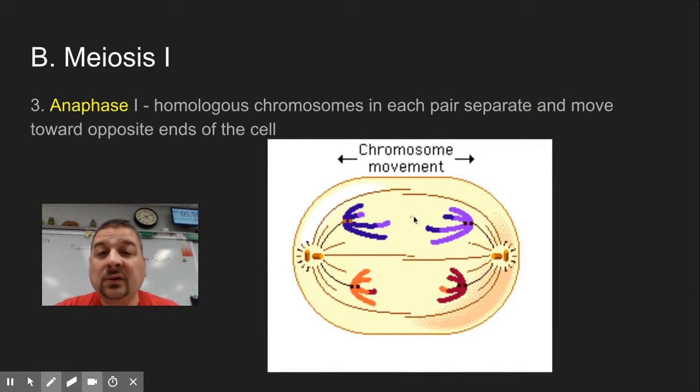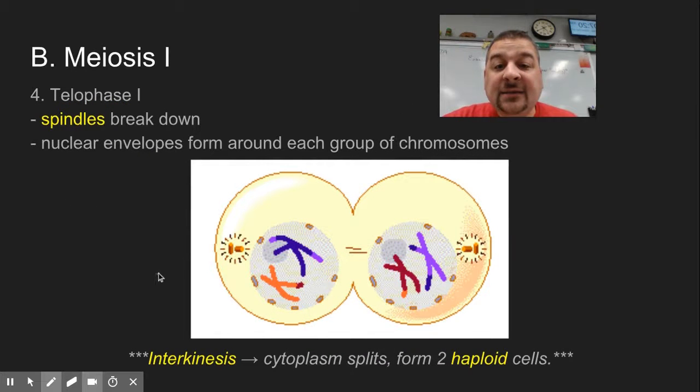Now what you'll notice will happen in anaphase 1 is that the whole homologous chromosome is being pulled. The centromeres here in the center, the two sister chromatids are not being split. The whole chromosome is being pulled in opposite directions. The two homologous pair, one of each, is being pulled in opposite directions. Then in telophase 1, again, you see cytokinesis begins to happen here. Nuclear membrane begins to reform. The spindles break down, and it looks like you're starting to get two new cells.